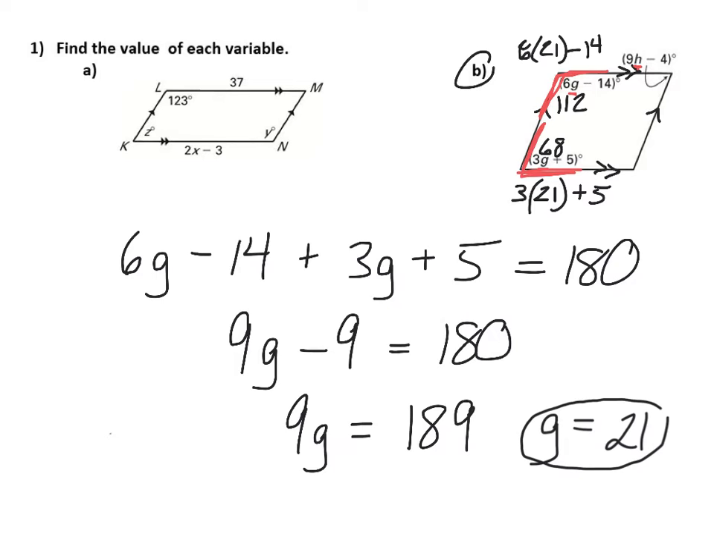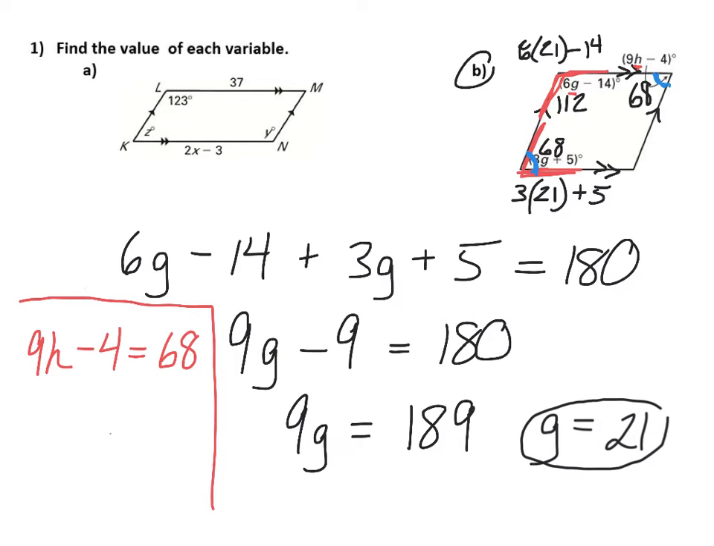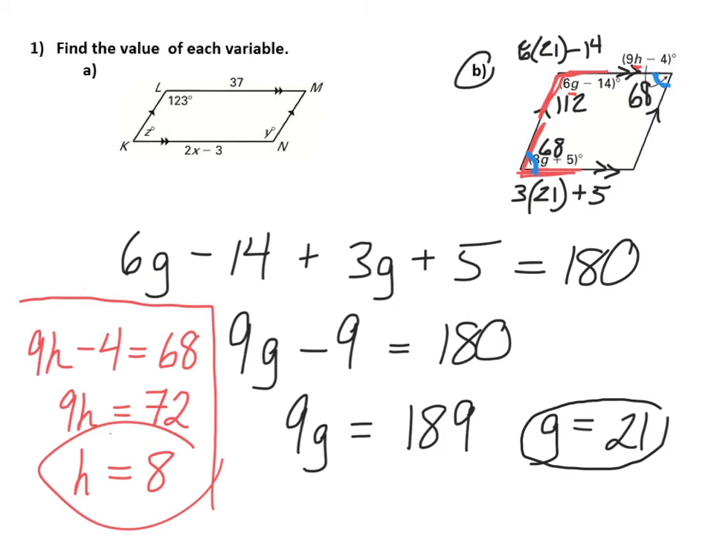Now, the next thing I remember about my parallelograms is that the opposite angles, so this angle on the bottom left and this angle on the top right, are actually congruent. So I know that the top right angle must also equal 68. Now I can set up another equation to help me solve for h. I would have 9h minus 4 equals 68. Now I can go through and solve for the last variable, and it looks like h equals 8.